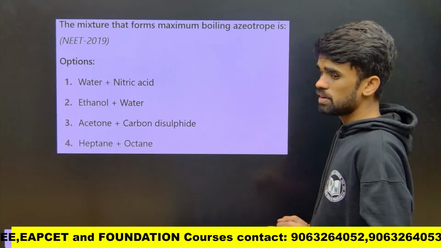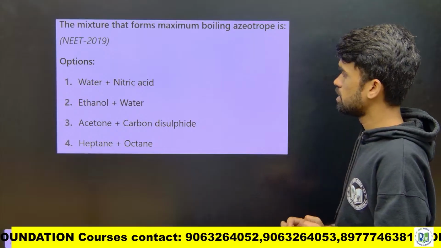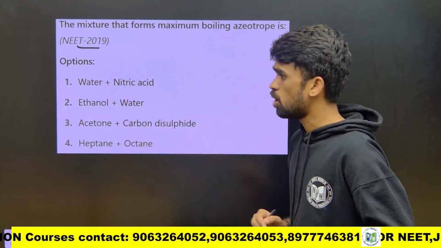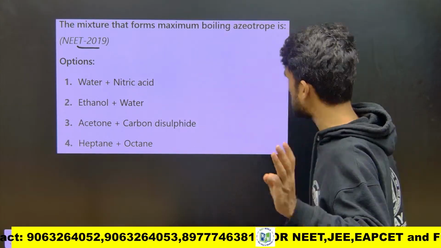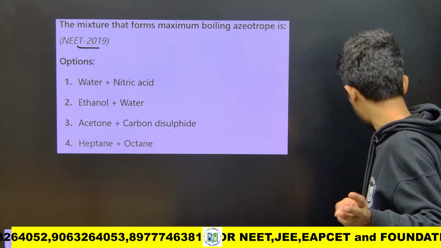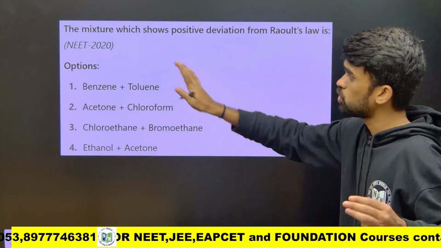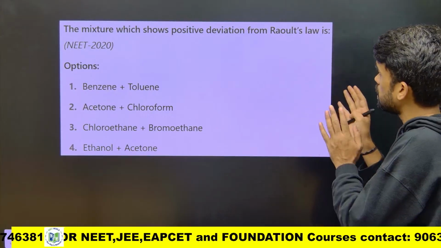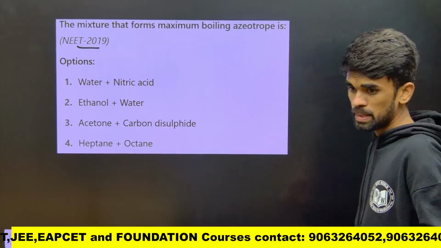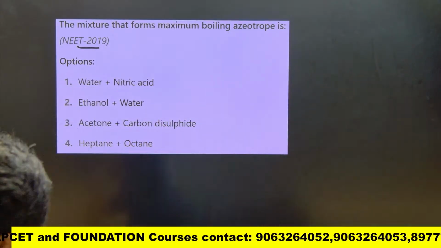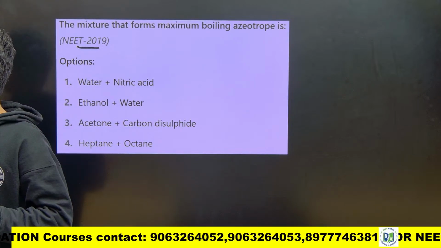So now tell me, the mixture that forms maximum boiling azeotropes. This is a NEET 2019 question. So how can you answer this? Very easy and important topic. There are continuously 3 questions on the same topic: see 19, and see again 19, and again 20. So 3 questions you have seen in today's lecture itself based on ideal and non-ideal solutions only. And in yesterday's class also I told you the questions belonging to this topic are very easy and you can answer without wasting your time.